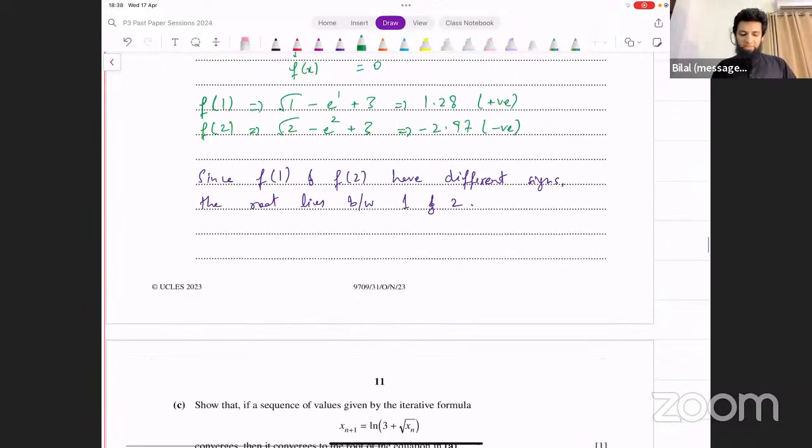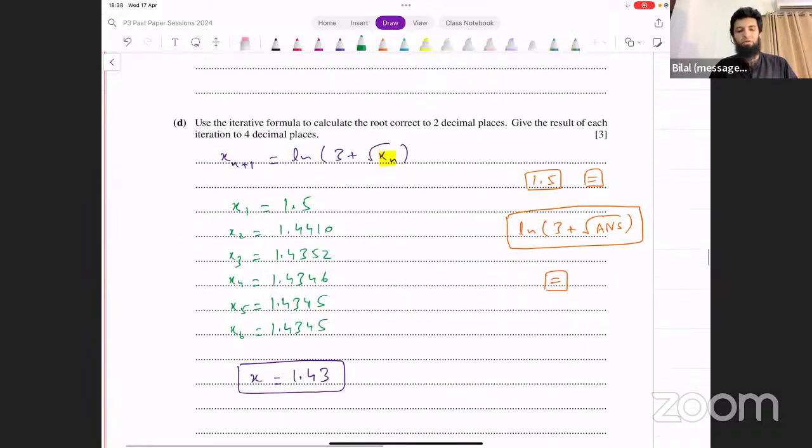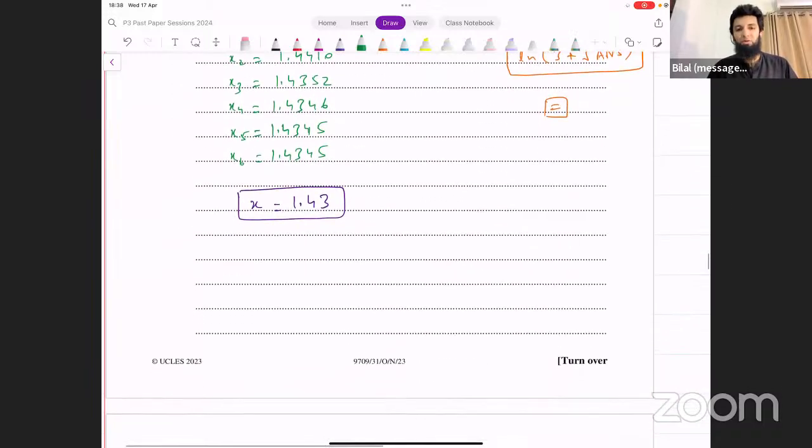Well, 1.5, basically, we had proved that the root lies between 1 and 2. We don't know what the actual solution is. We need some starting point. The starting point is calculated like this. We just find the midpoint of 1 and 2, that's 1.5. So we use that as the starting point. Okay, so we use 1.5 as the starting point because it's the midpoint of 1 and 2.